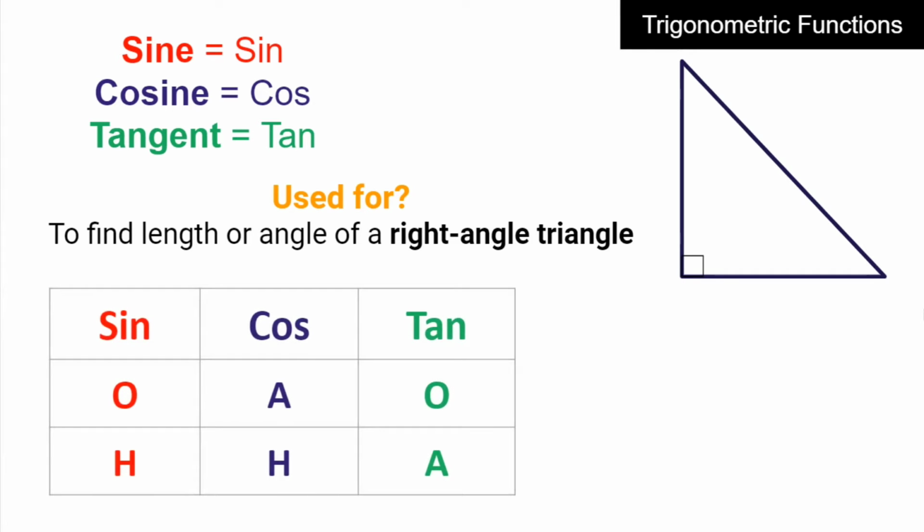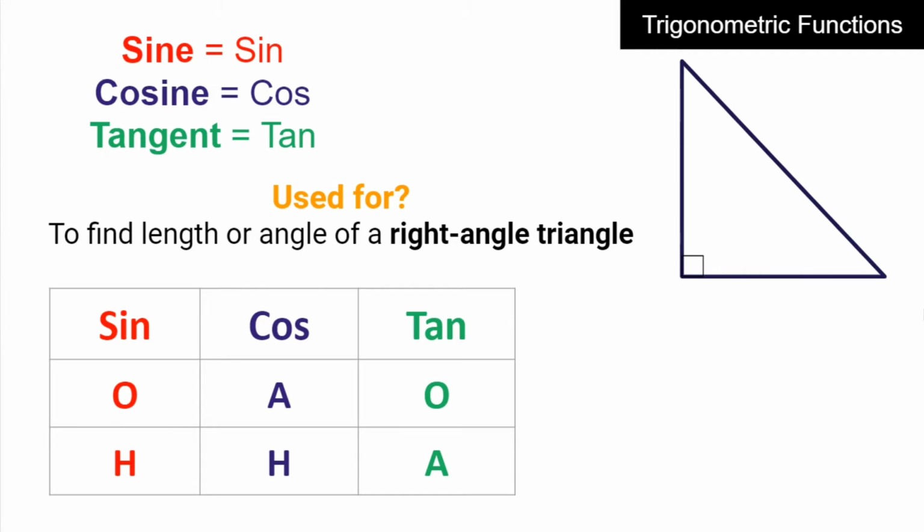Now, sine cos tan has a specific table. This table that you can see right here is a very important table which you need to understand and you need to memorize. Before moving into the details, we just need to see that this table has sine, and below sine we have O and H, then cos, and then A and H, then there's tan, with O and A.